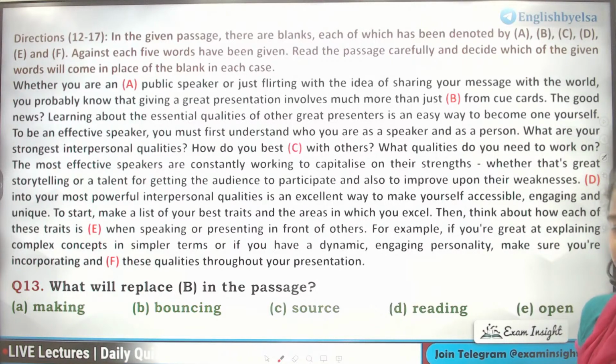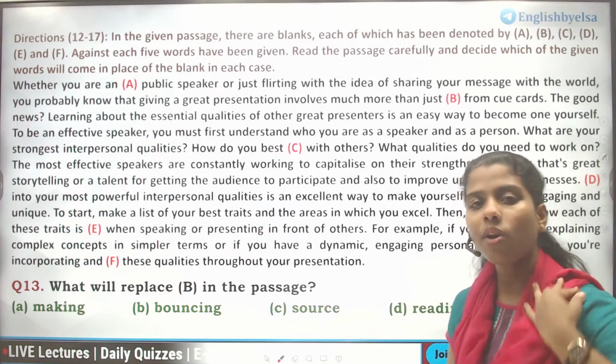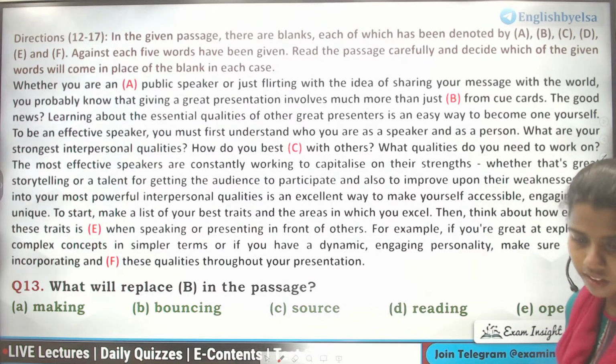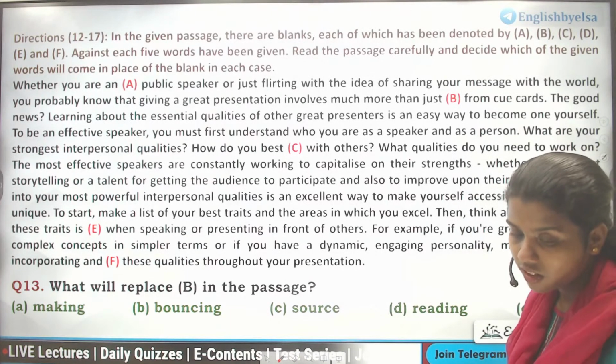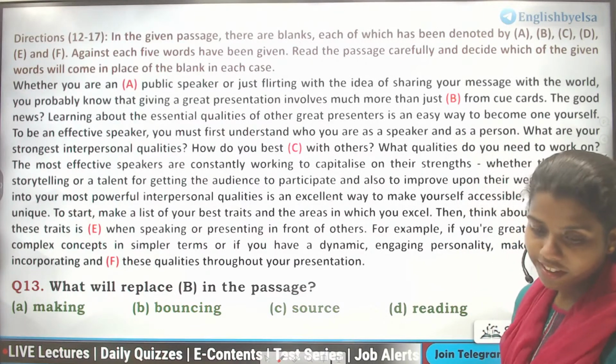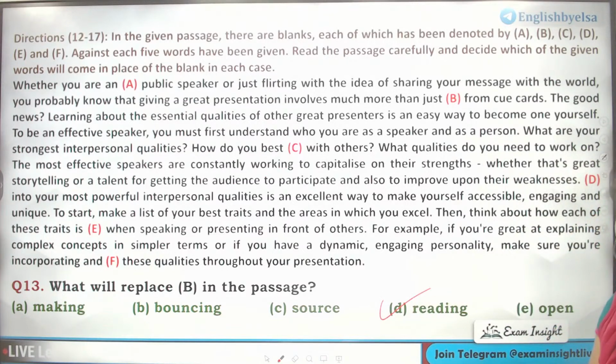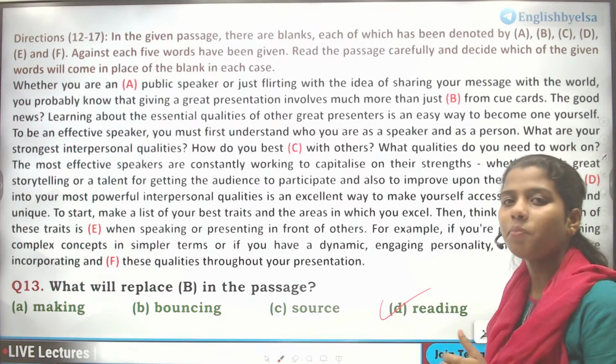You'll understand what is the meaning of cue cards. You know what are cue cards? Yes, option D is the correct answer. Apurva, correct. Reading is the correct answer for question number 13.